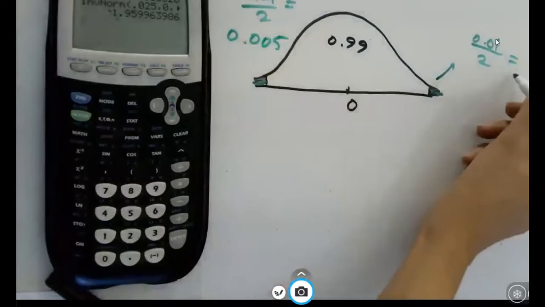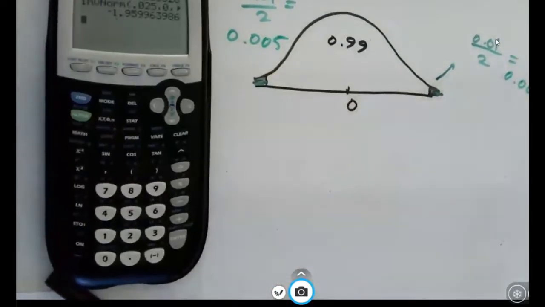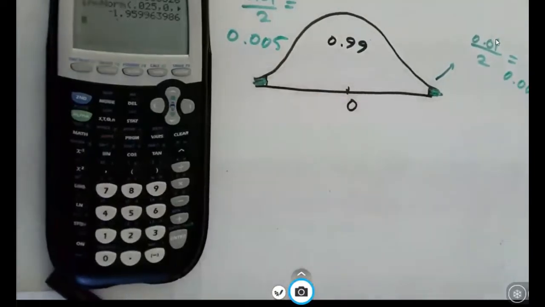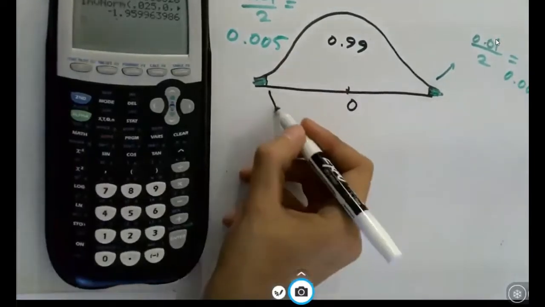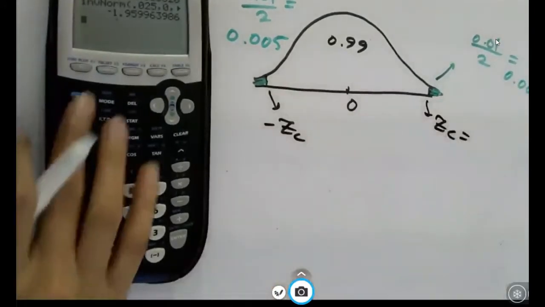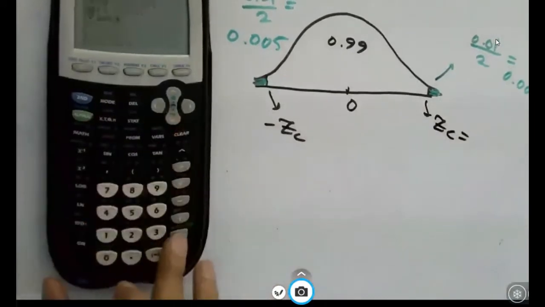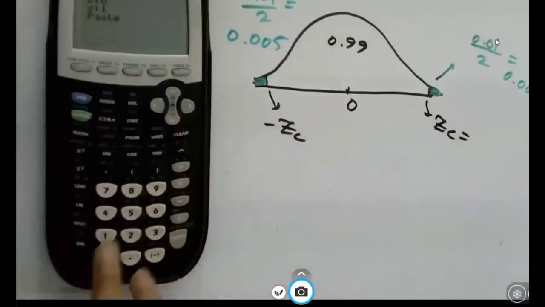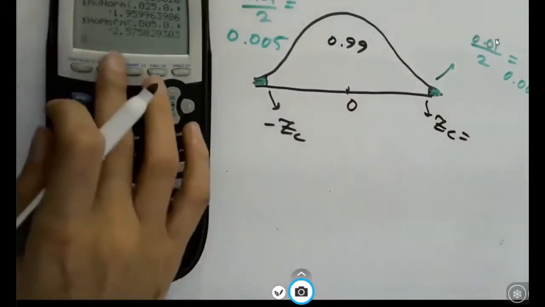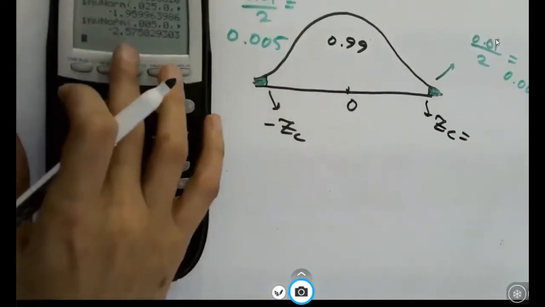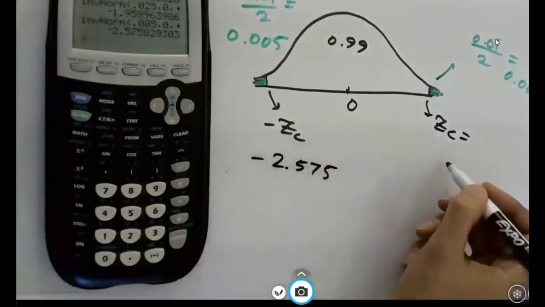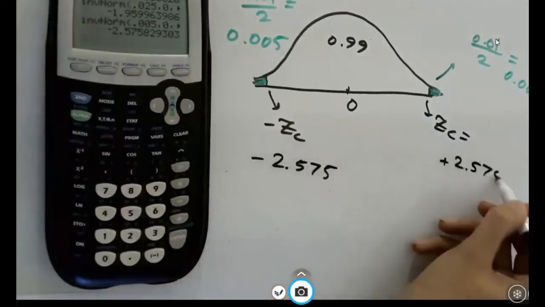0.005 and 0.005. Very well, as you can see, these two areas for probabilities are very small. So let us find out negative ZC, positive ZC. Let us go to second vars, inverse norm, 0.005, negative 2.575, and positive 2.575.